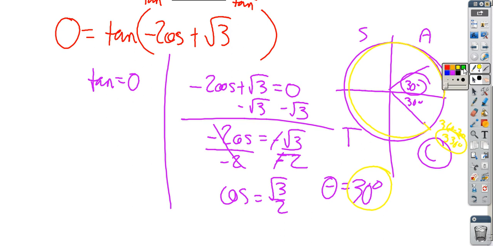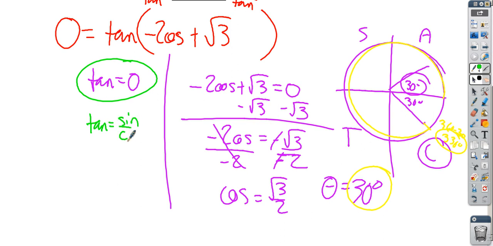And then the other possibility is when tangent equals 0. And tangent, here's an easy way to tell. Tangent is the slope, because tangent is sine over cosine, and on the unit circle, sine is the y-coordinate and cosine is the x. So tangent is y over x, changing y over changing x. That's another name for slope. So if you look at this equation, the slope is 0 right here. And it's also 0 right here. It's 0 at 0 degrees, and it's 0 at 180 degrees.